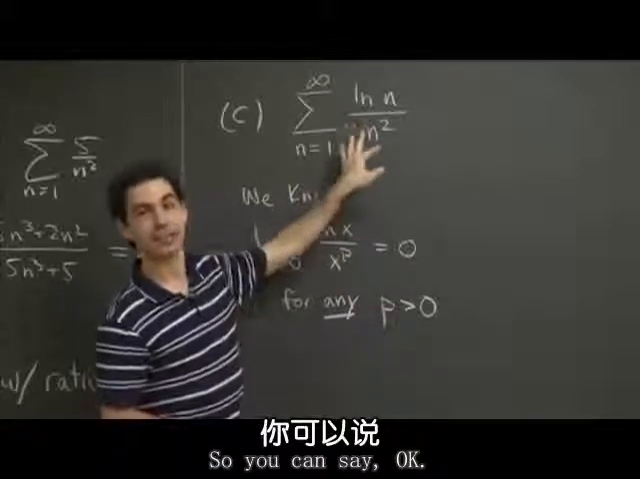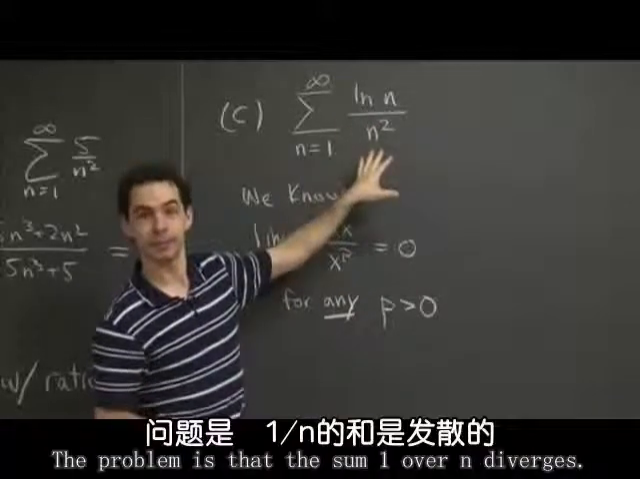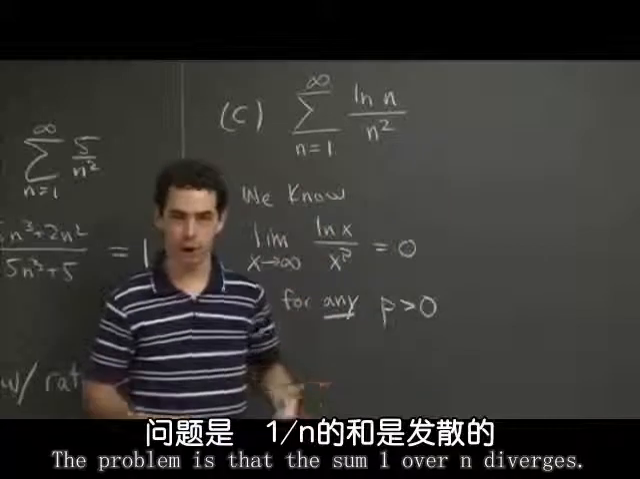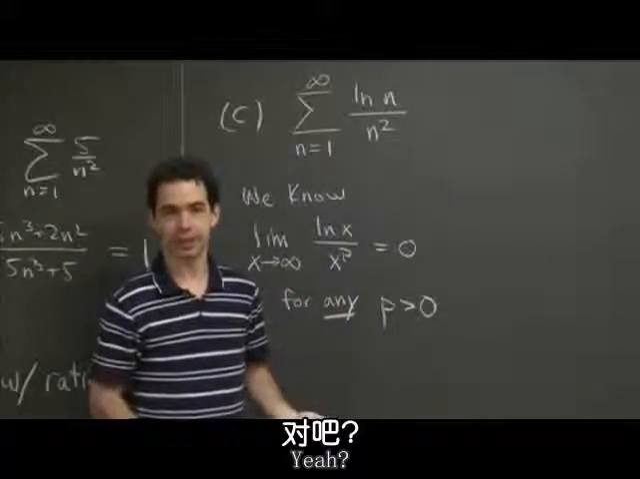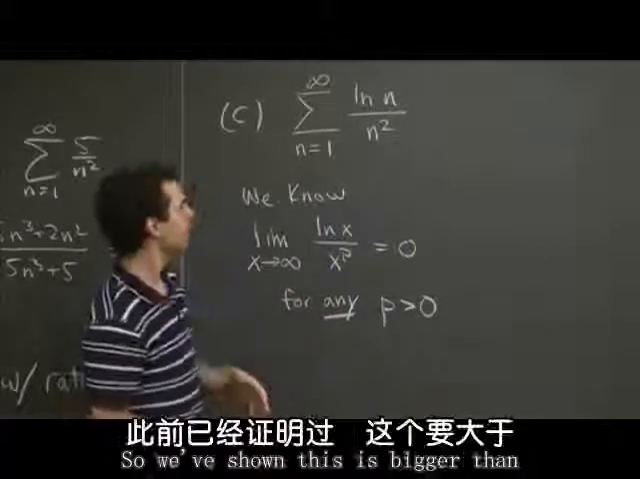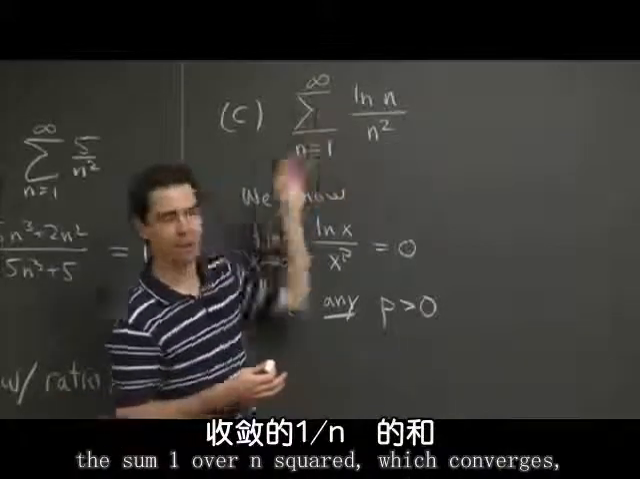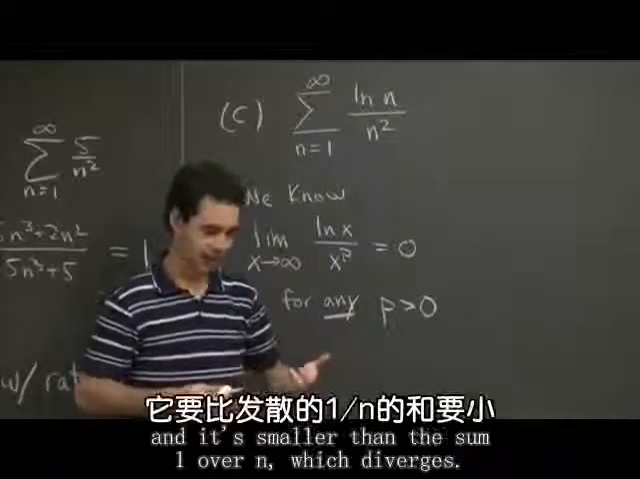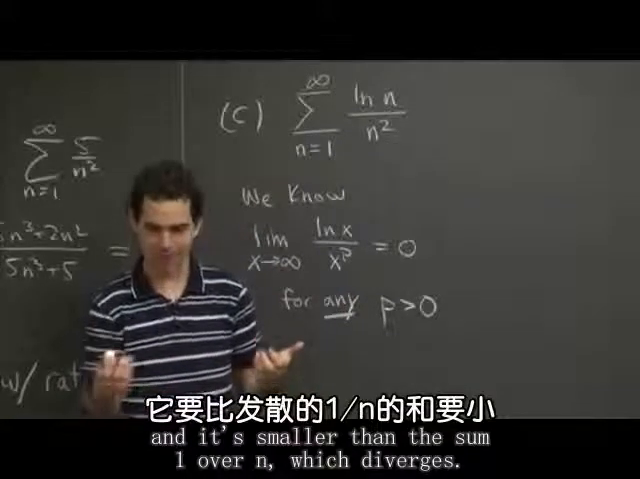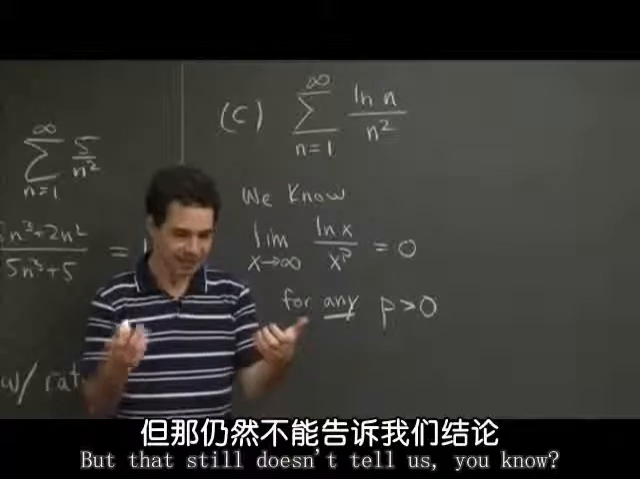So you can say, okay, so this is much smaller than 1 over n. The problem is that the sum 1 over n diverges. Yeah? So that doesn't help us really, right? So we've shown this is bigger than the sum 1 over n squared, which converges, and it's smaller than the sum 1 over n, which diverges. But that still doesn't tell us.